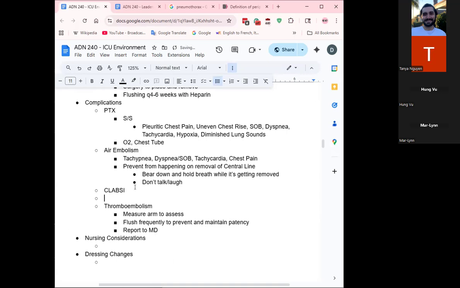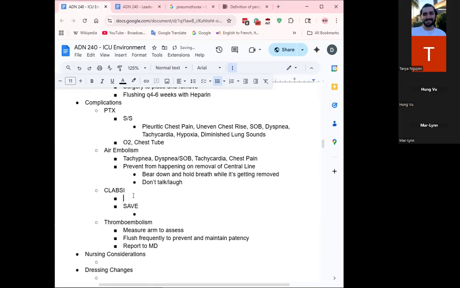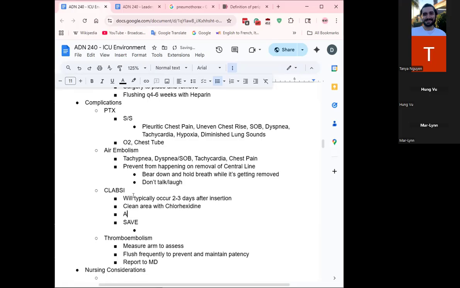For the CLABSI, did he ever mention an acronym for it, like the SAVE acronym? You probably want to learn the SAVE acronym for a possible multiple choice question. Who can remember the SAVE acronym or any part of it? Some things that kind of go with it.